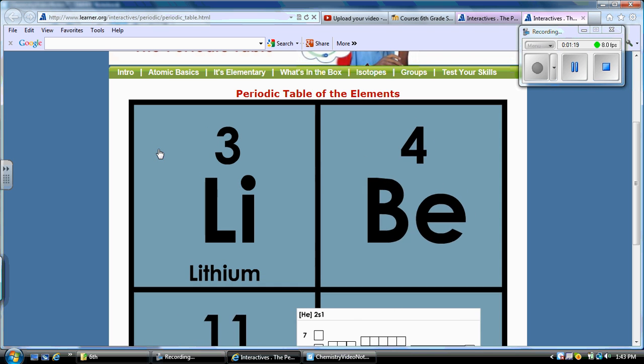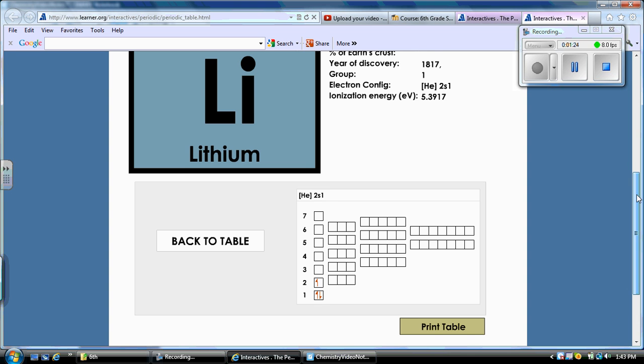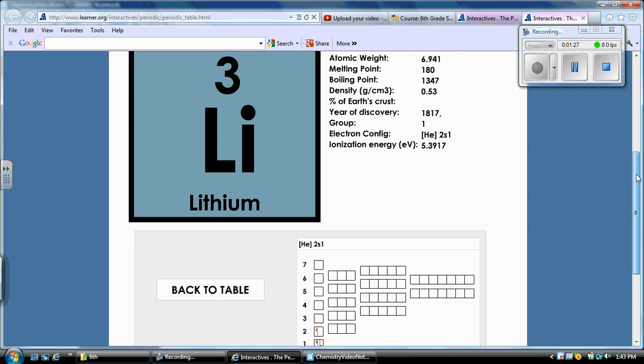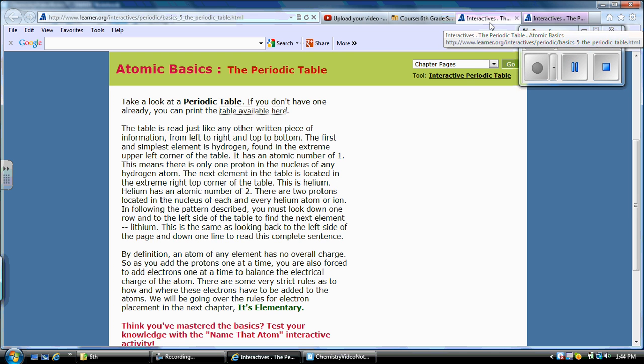Say I want to look at lithium, and it's going to give you a lot of information about lithium, all the physical properties that we've discovered about lithium. So melting point, boiling point, the density, year of discovery, and then even more information for those of you who are looking for fours above proficiency on some of your practice activities in labs. So that's the website you could use to find out more information about the periodic table of elements.